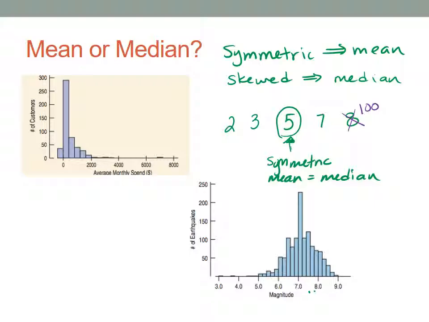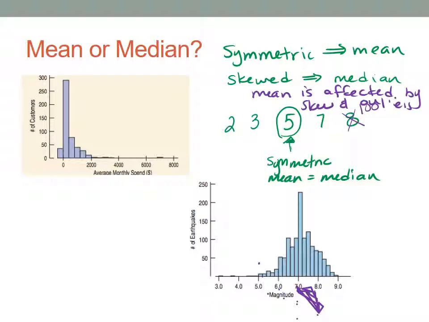So the mean is sensitive to skew. So I don't want to use that. I want to use something that's typical. So that's why when we have skewed data, we use the median, because the median is not affected by outliers. But the mean is affected by skew and outliers. So that creates some problems with the measurement.